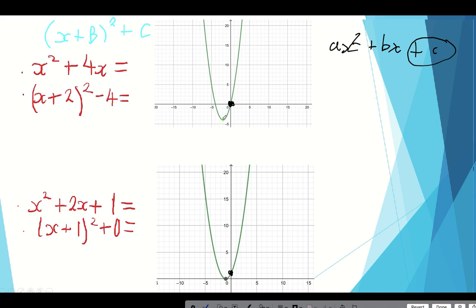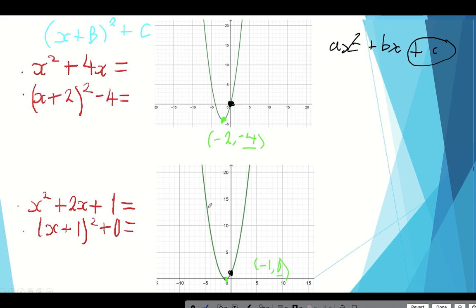This is the vertex or the minimum of the quadratic, and this is similarly the vertex. The vertex for this is minus 2, minus 4. And the vertex for this one is going to be minus 1, 0. Now, pause the video and have a think as to why we're going to have minus 4 as the y value of the minimum and 0 as the y value.